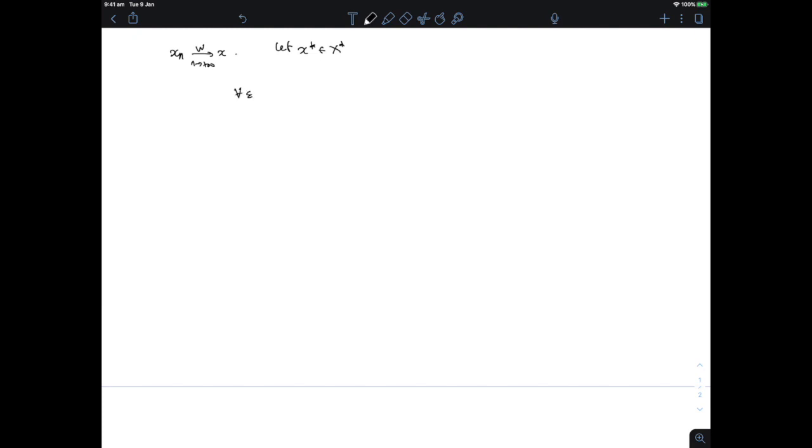Well, it means that for every epsilon, there exists an N such that for all n greater than N, x_n belongs to V_epsilon(x, x*). Well, it's a consequence of x_n converging weakly. And that means for any neighborhood of x, such as V_epsilon(x, x*), if I go far enough in my sequence, I end up in that neighborhood. But what does that mean?